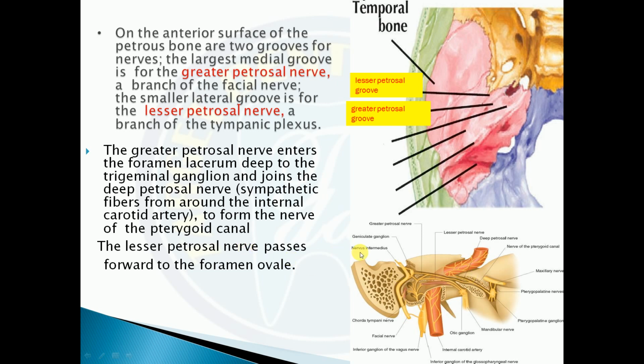So the lesser petrosal nerve passes through the foramen ovale.